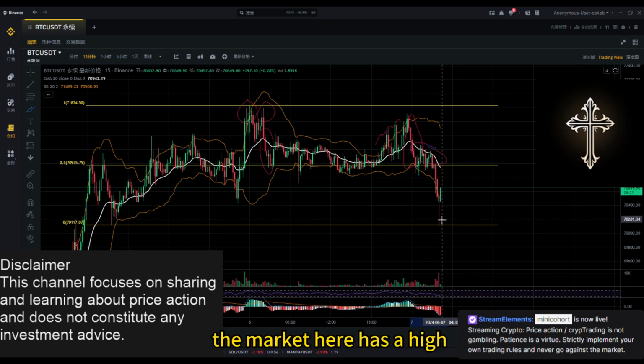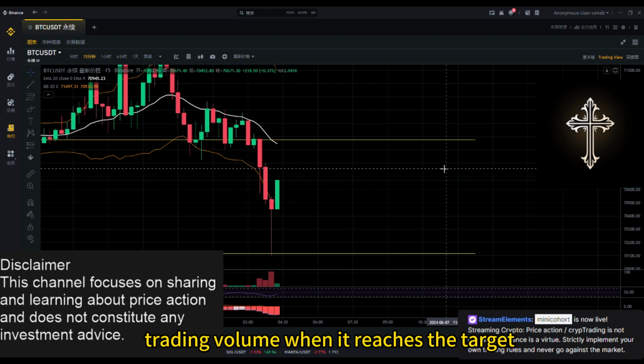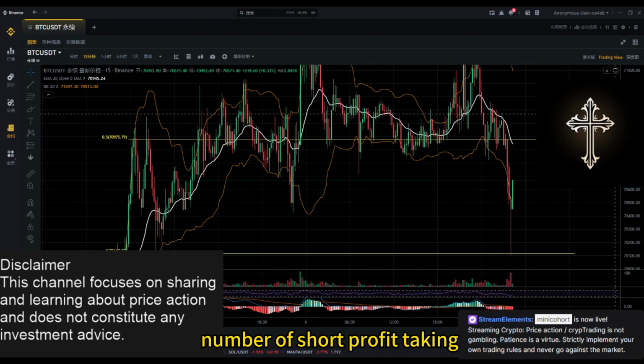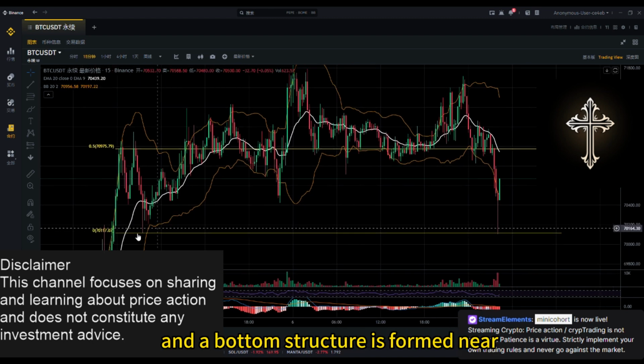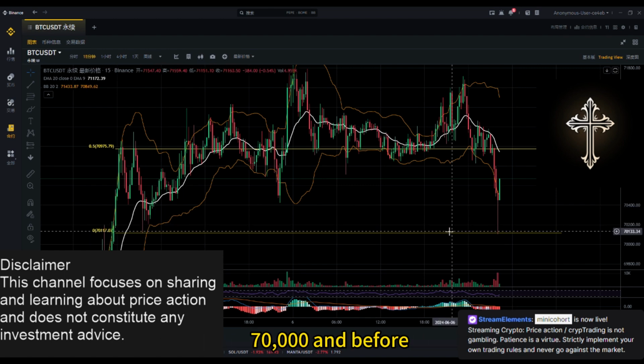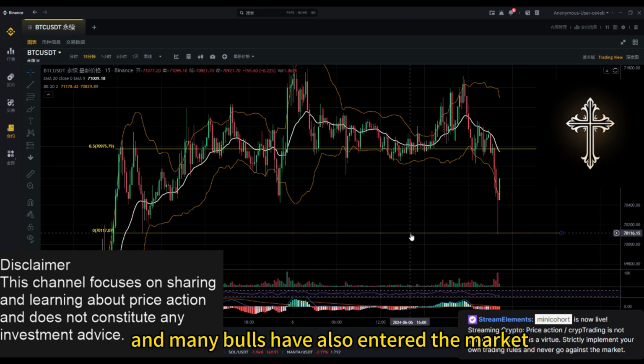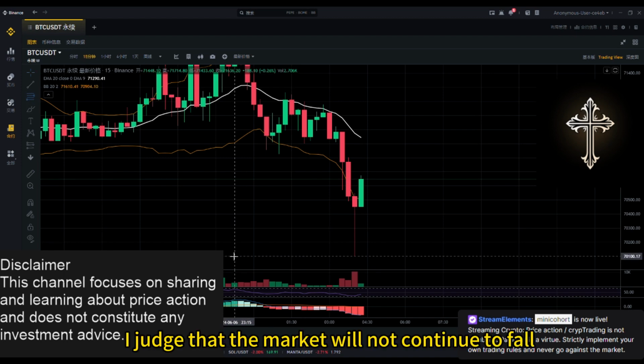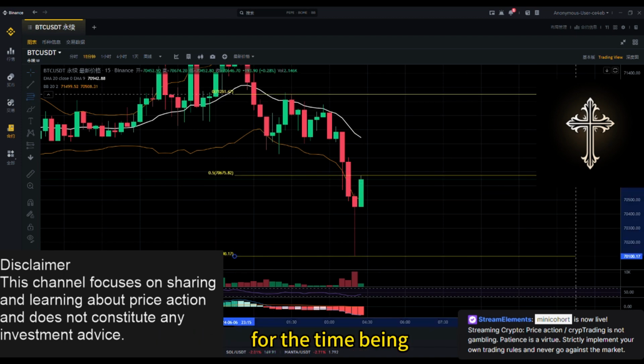The market here has a high trading volume when it reaches the target, indicating that there are a large number of short profit-taking, and a bottom structure is formed near 70,000 and before, and many bulls have also entered the market. Therefore, I judge that the market will not continue to fall for the time being.